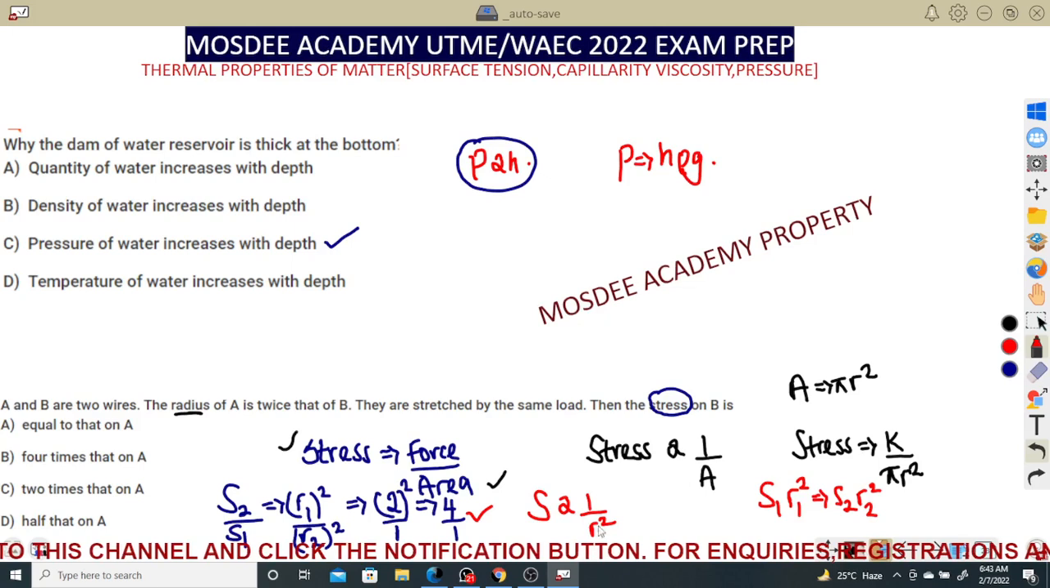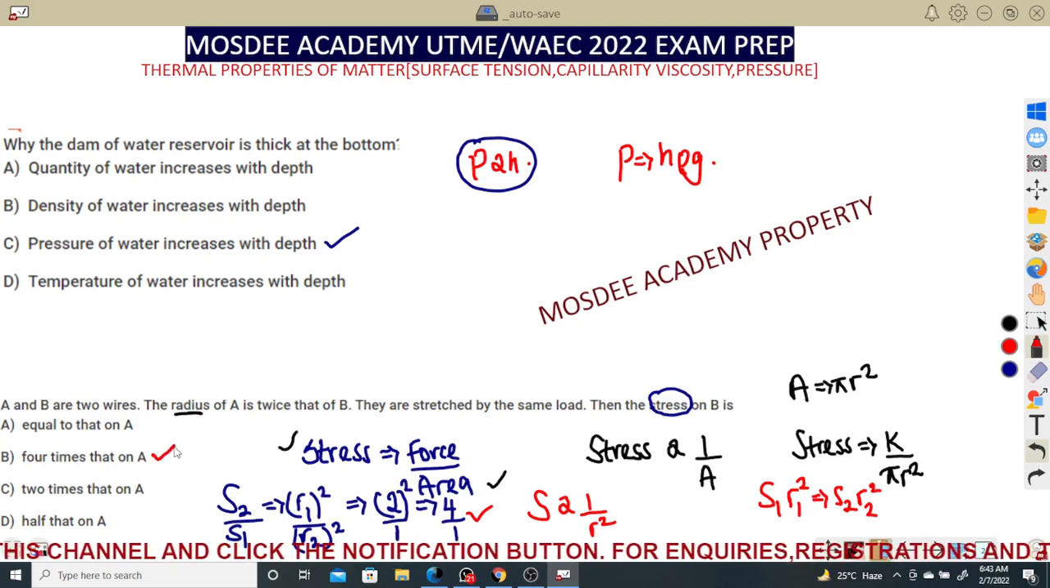So my point is, it's a very simple question. As you can see, the radius is twice and stress is proportional to the square of it. Your square of 2, you are going to have 4 times. So that is that about that. The answer to that is 4. And I think it's just a simple calculation you can see under this topic.